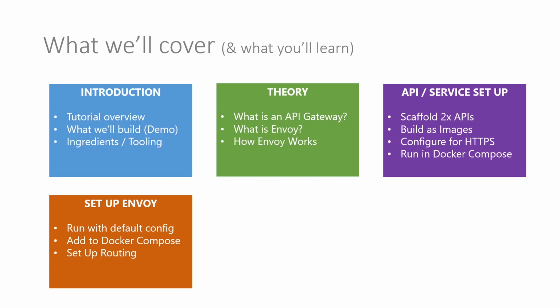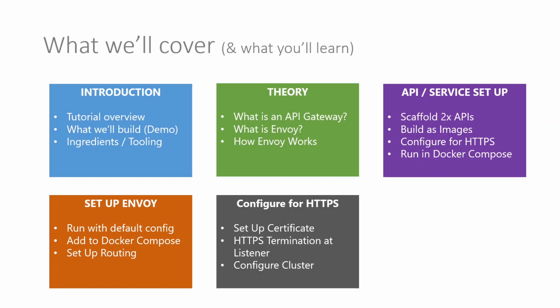We add it to Docker Compose, as I've said, and then we will go into our first use case, which is HTTP routing to APIs. Second, the high-level use cases are all around HTTPS. So in order to do that, we need to set up a certificate for Envoy, and then we will go through an HTTPS termination example with Envoy and one of our APIs, and then we will configure a cluster.